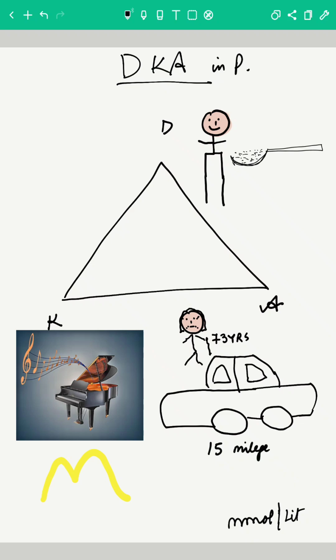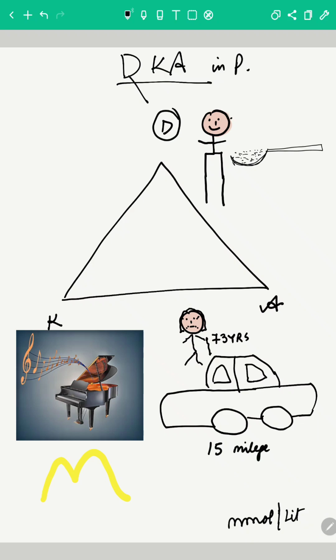DKA is diabetes, ketosis or ketonuria, and acidosis. So all these three comprise together the diagnostic criteria for DKA in pregnancy. So we'll take it one by one. Now the D is nothing but diabetes.